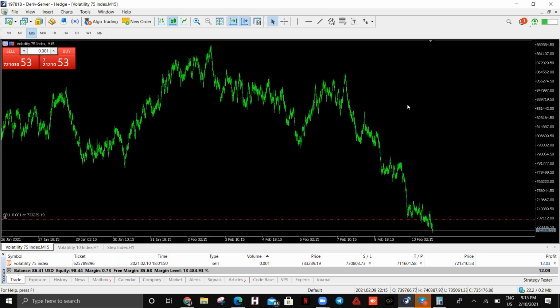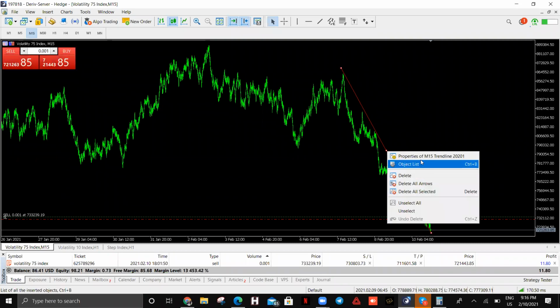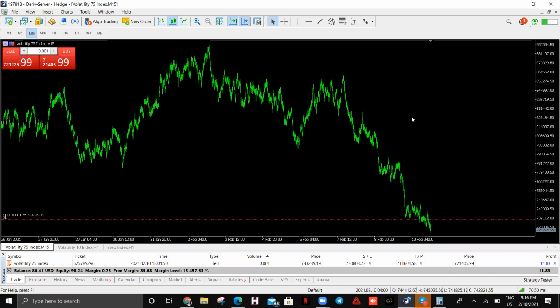Now, what you're going to do, like as usual, you look for an impulse move. An impulse move, you can see it. This. This is an impulse move. You can see it. This is an impulse move. So as usual, you look for an impulse move, then you draw your rectangle.